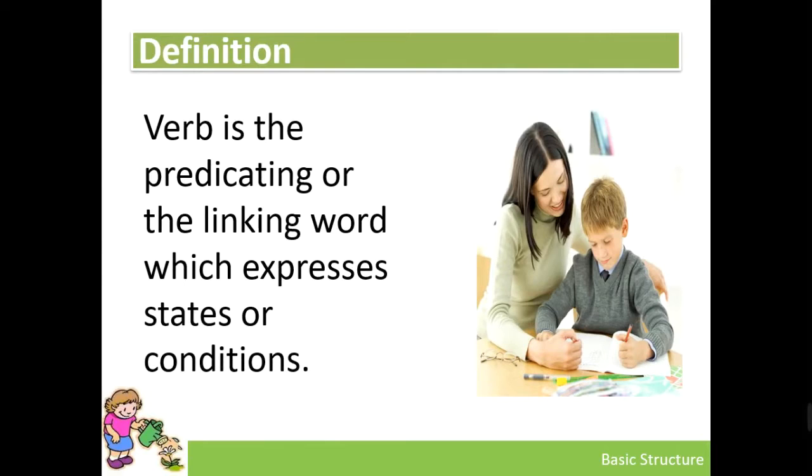For example, object or complement. So after subject, it should be followed by verb. This is the obligatory part of a sentence. And then let's see the next explanation.